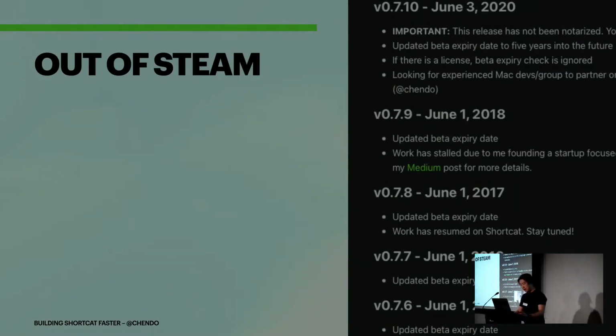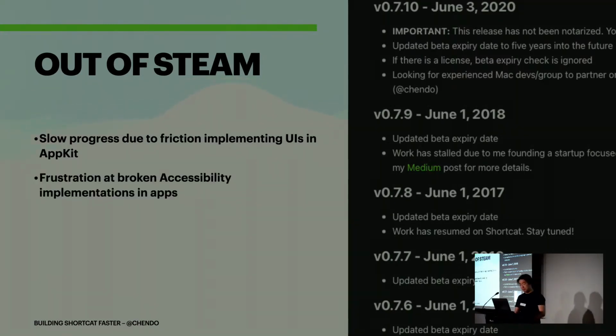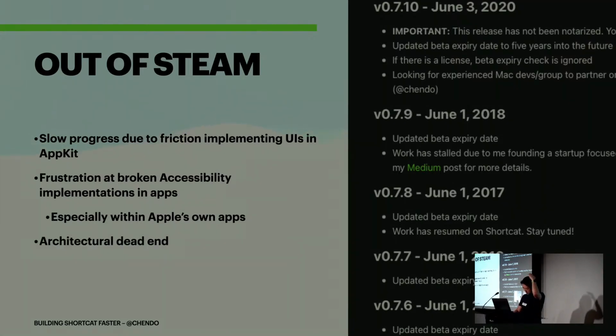So I kind of ran out of steam. I had slow progress because building the UI I wanted to build for Shortcat was very annoying to build. There was frustration at broken accessibility implementations in apps, especially within Apple's own apps. And it was also an architectural dead end because, being my first major Mac app, I made a lot of mistakes. And it didn't help that the Mac dev communities were generally a lot smaller than iOS, which is just a factor of how it is.